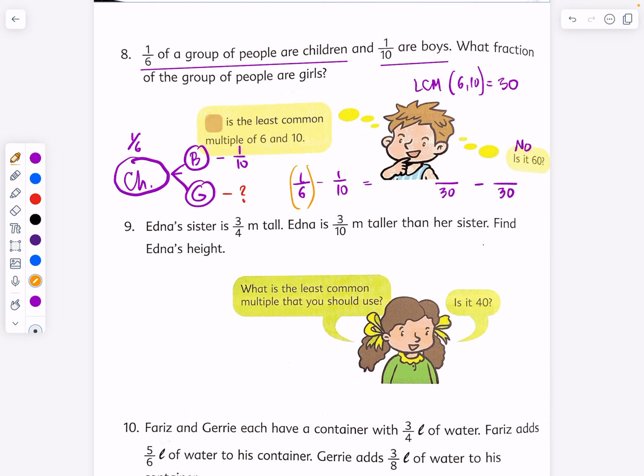1/6 has to multiply. In fact, let me not do it this way. Let me multiply the top, the numerator, and the denominator by 5. I think that makes better sense for you, friends. So 5 out of 30 are children. Out of them, 3/30 are boys. That gives us 2 out of 30 are girls, or simplified, 1/15 are girls. I hope you understood that we use subtraction to find a missing part.